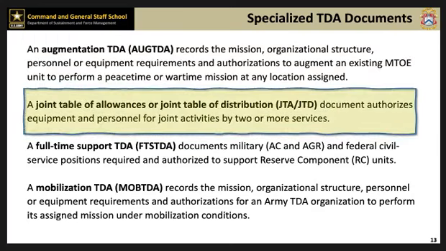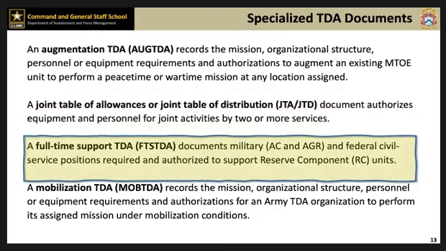The Joint Table of Allowances, or the Joint Table of Distribution, are documents that authorize equipment and personnel for joint activities supported by 2 or more services. Examples of this would be the Army component for a combatant commander's staff or the Joint Staff.